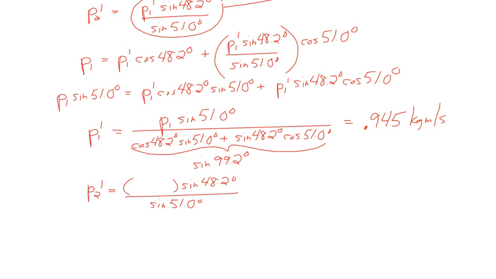So plugging in 0.945 kilogram meters per second. Now that number should be a little bit less than 0.945 because that's not a much bigger angle. 51 is not that much bigger than 48.2, so you're talking about maybe a little bit smaller, 0.9 something. 0.906.